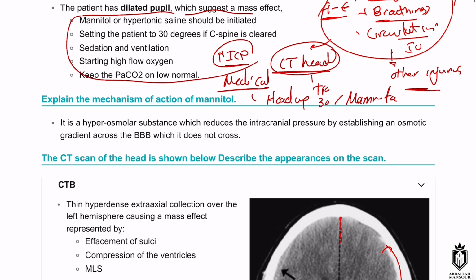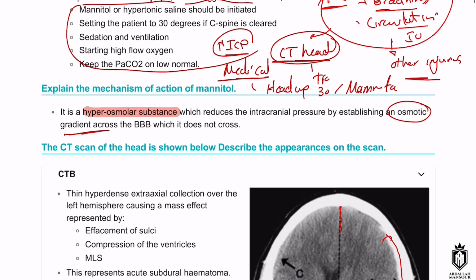What is the mechanism of action of mannitol? Mannitol is a hyperosmolar substance. It will usually create an osmotic gradient across the blood-brain barrier, and that will basically sort of suck the water from the brain.